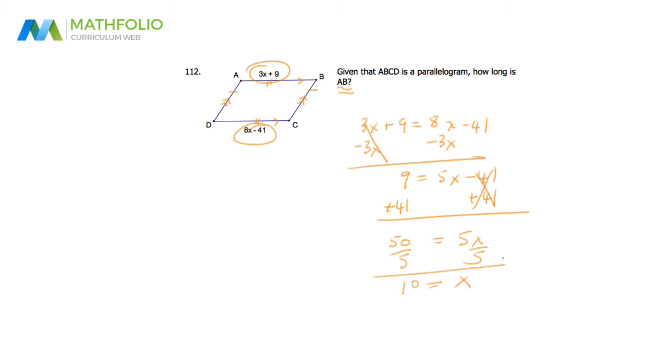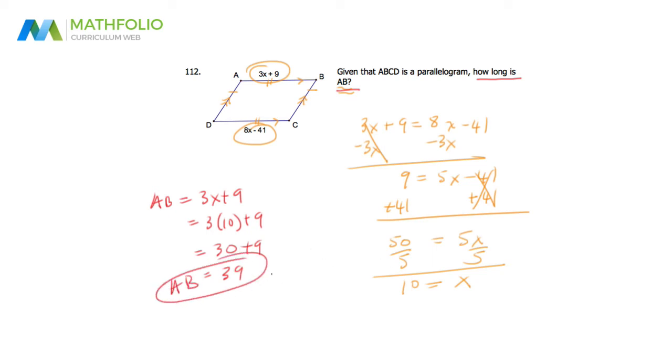Now this isn't our final answer. Again, always look back to the question and ask yourself, did you answer the question being asked? This one wants to know how long is AB. So when I look back up here, I see that AB equals 3x plus 9. We found x to be 10, so we've got to go back in there. 3 times 10, 30 plus 9 equals 39. So we know that the length of AB is 39. This is our answer, and if we didn't do it, we would lose points. We don't want to lose points.